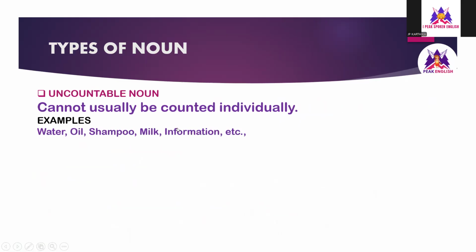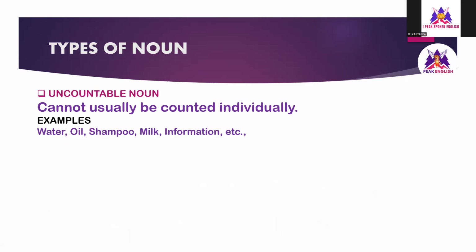Next is uncountable noun. An uncountable noun cannot usually be counted individually. For example, water. Can you count water? No, but you can measure water. If you have water in 3 glasses, you can say 3 glasses of water, 2 liters of water, 3 liters of water. When it is in something, you can measure it. But individually, you cannot count water. One water, two water, we cannot say that. So water is an uncountable noun.